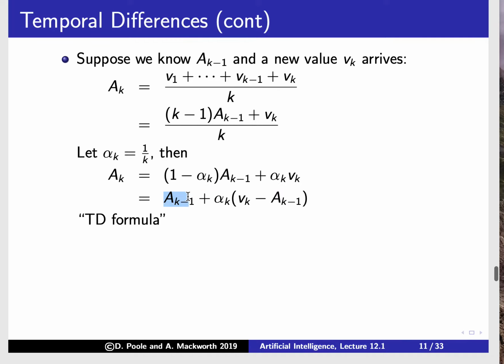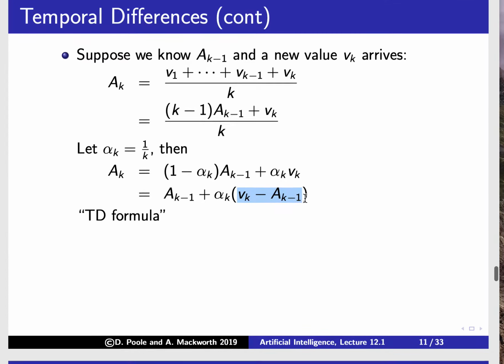The other way of viewing it is that we start with the previous value, and then we have this error term. How wrong is the new value from the old value? How bad was the old estimate? This is the error term, the TD difference as it's called, and we multiply that by alpha k. So we adjust A of k minus 1 by the error term times alpha k. That's often called the temporal difference formula.